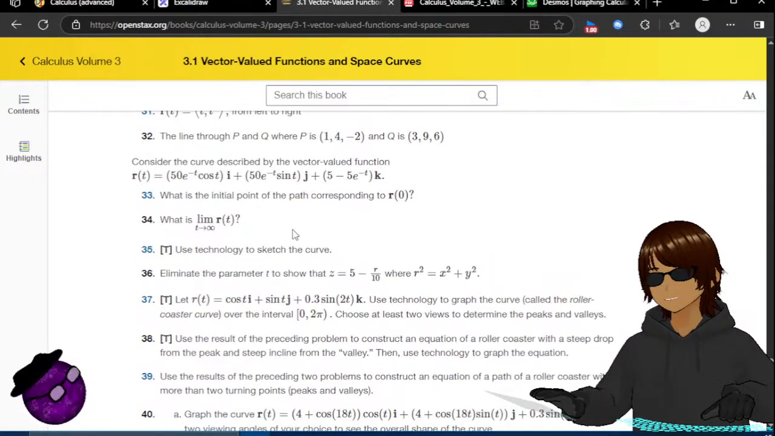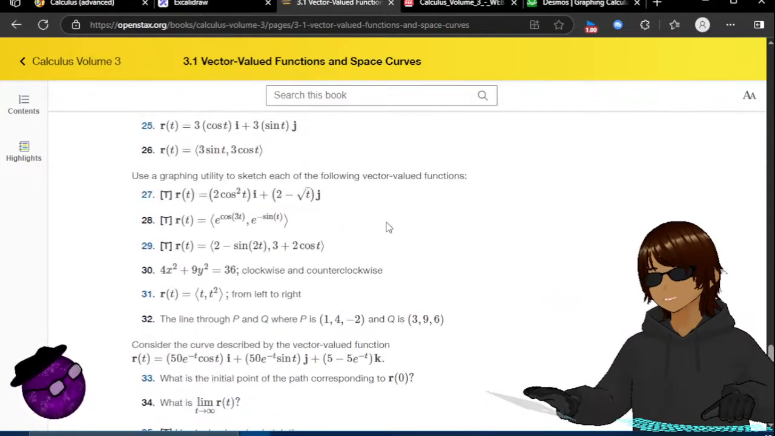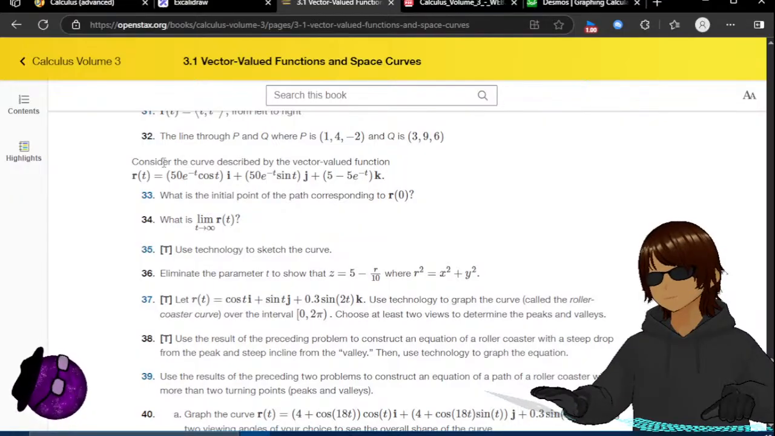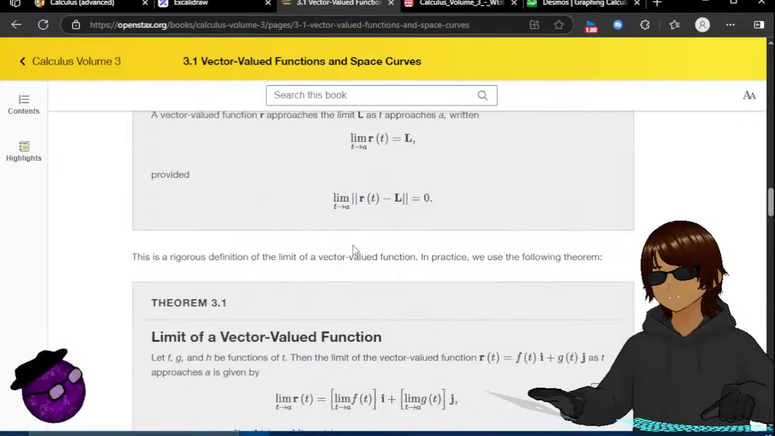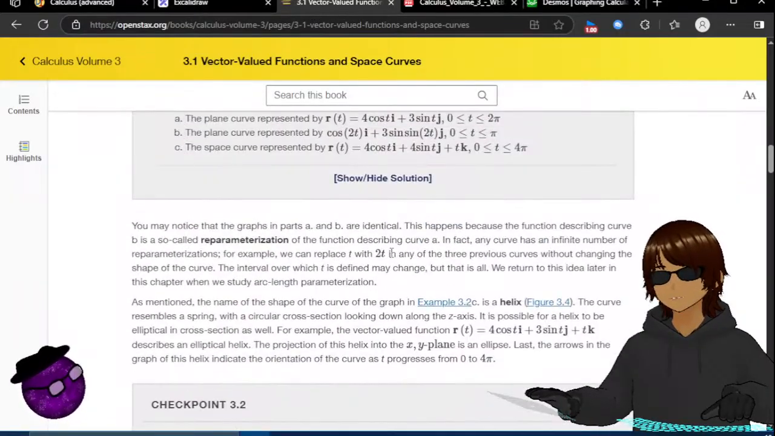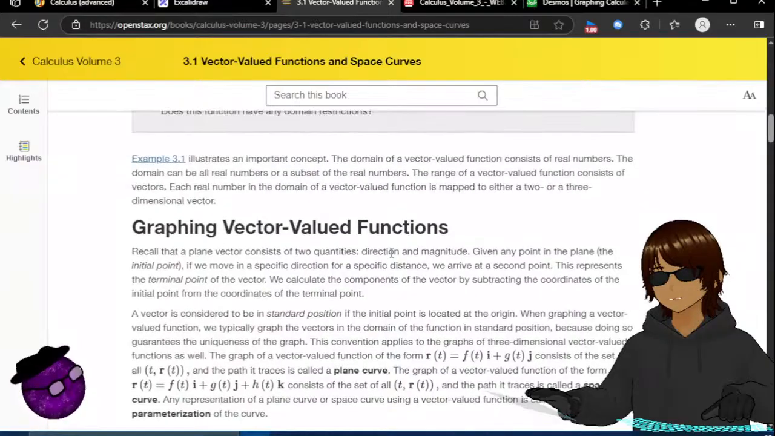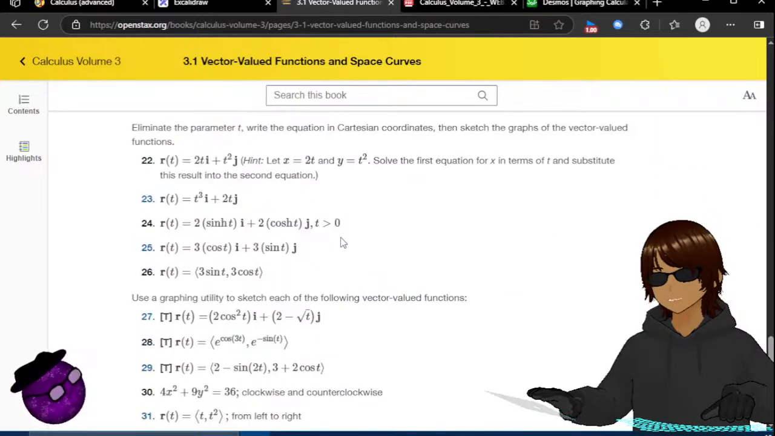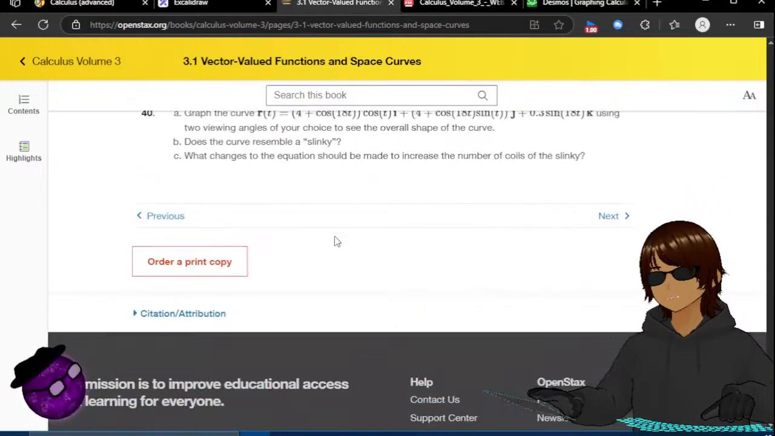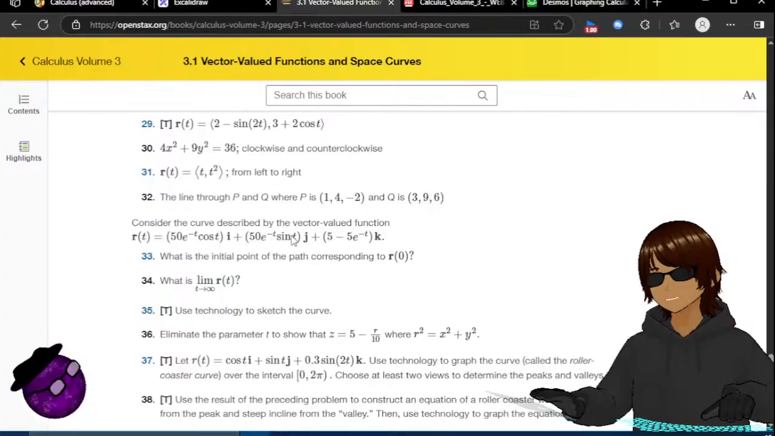Let's see, what other questions should I do? Or should I do questions from the next chapter? Most of them seem to be about graphing. Consider the curve described by the vector valued function. What is the initial point of the path corresponding to r(0)? What do they mean by initial point? Initial point. Or are there multiple points going through r(0)?